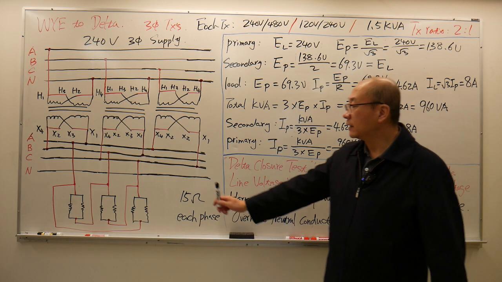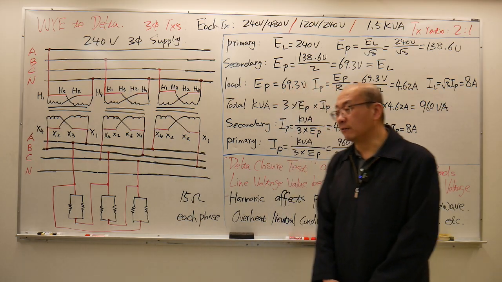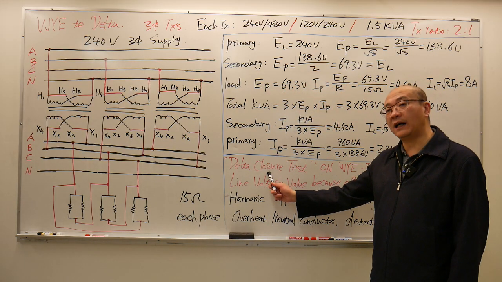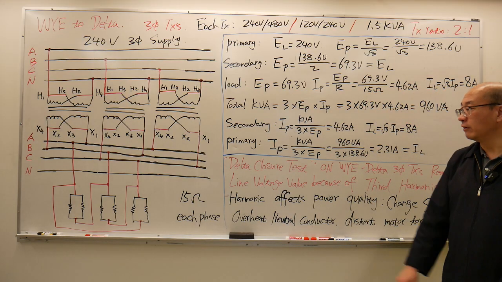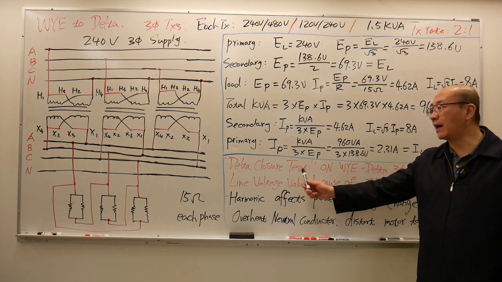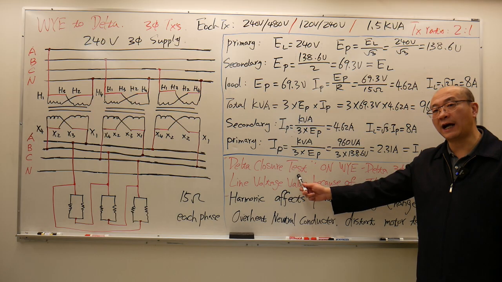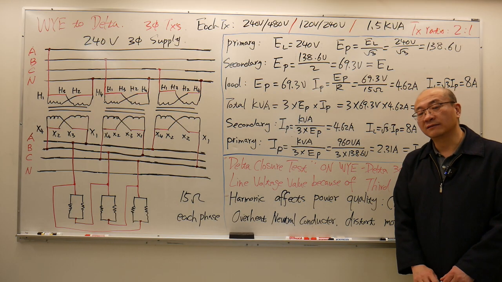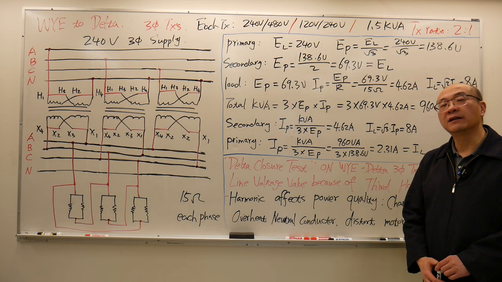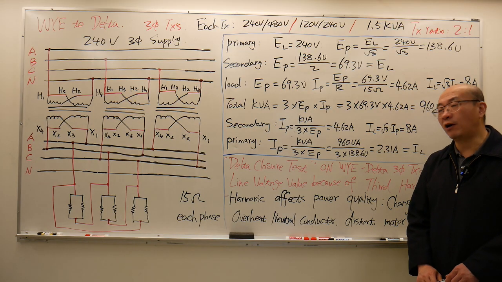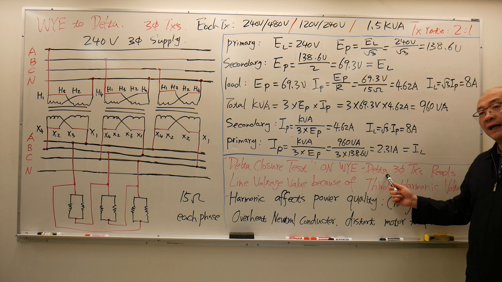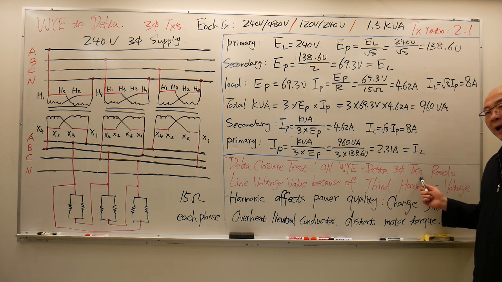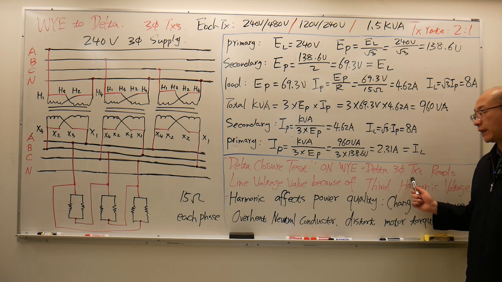Now, the secondary is delta connected, so we have to do a delta closure test. Like I mentioned before, for delta, we always have to perform a delta closure test. If you don't do that, the danger could be a short circuit, everything blows up. But because this is a Y-delta three-phase transformer bank, we do the delta closure test.